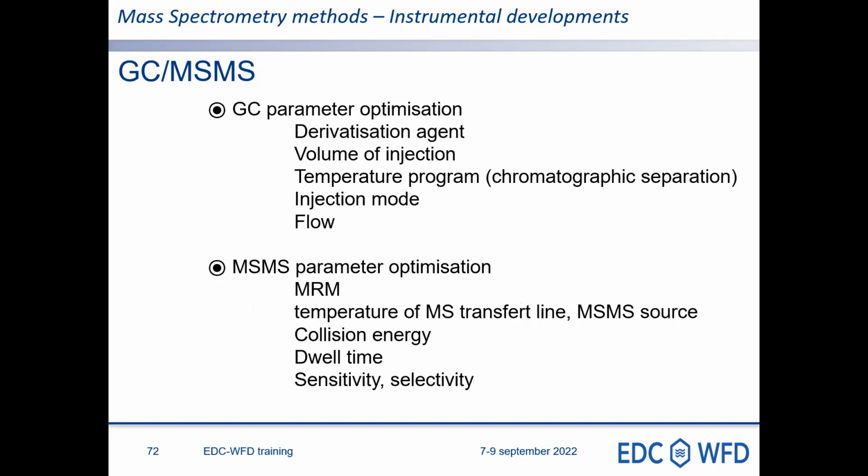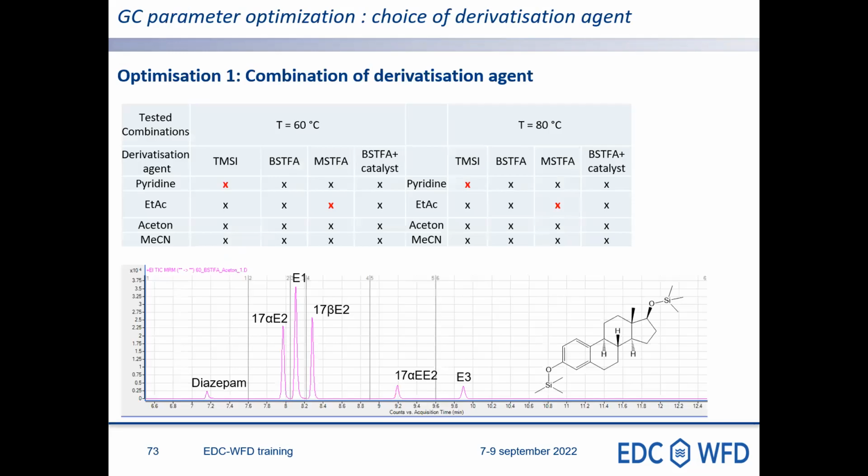We optimized the GC parameters and the MS parameters, including volume of injection, temperature program, transitions, collision energy, and dwell time. And compared to the LC, one additional step is needed, namely the derivatization of native and labeled estrogens, since estrogens are not volatile enough to be analyzed directly with GC.